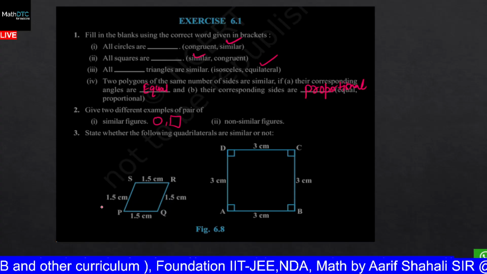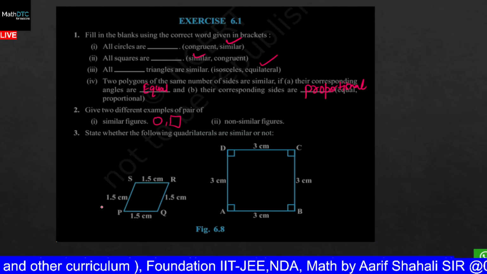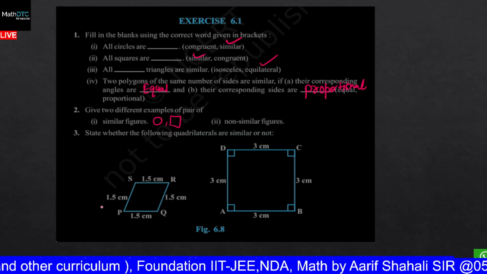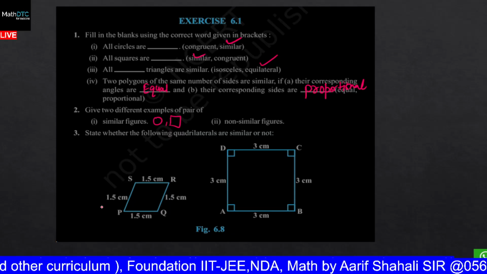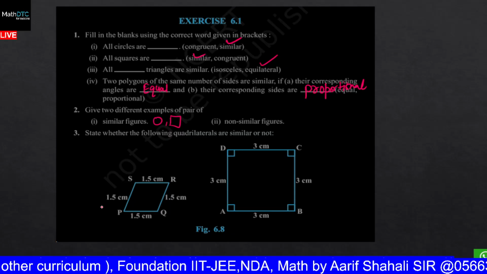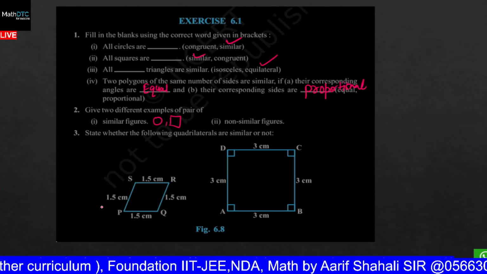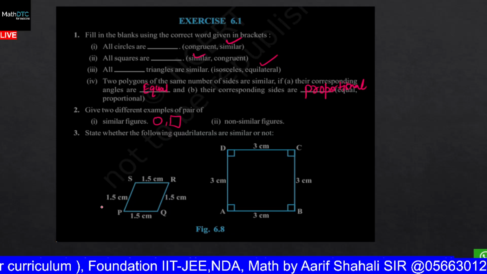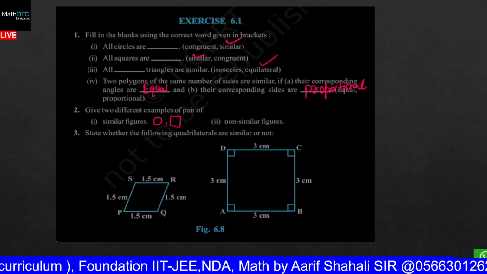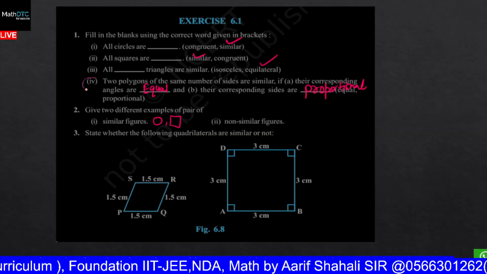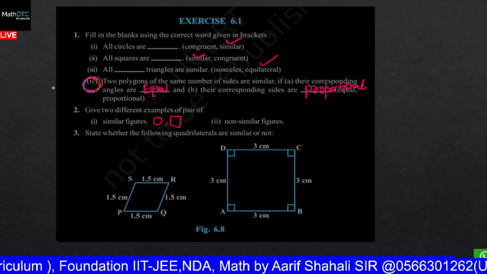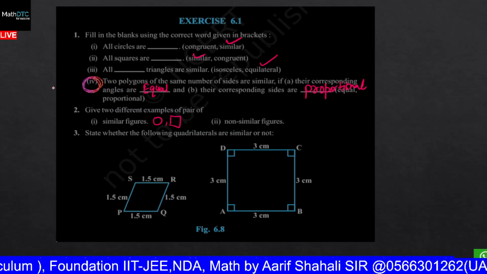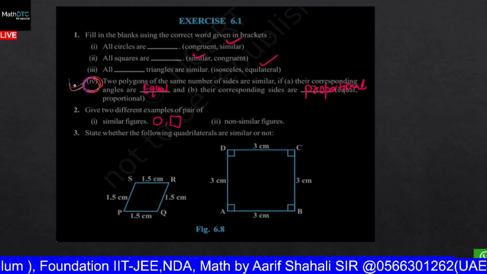One is that the angles should be equal, meaning the corresponding angles should be equal. And the next thing is that the corresponding sides are proportional. So you must always remember this, question number 4. It's very important. Always remember this statement.